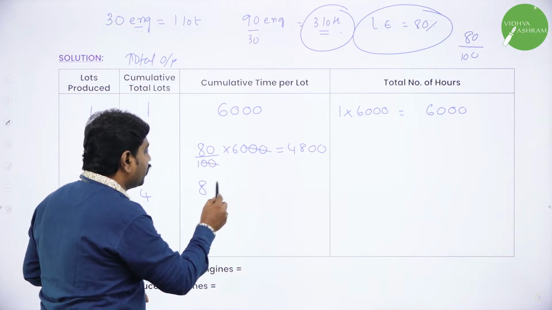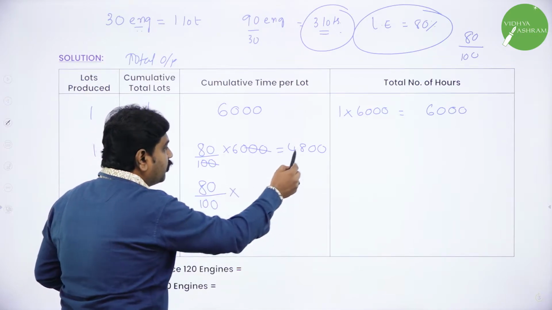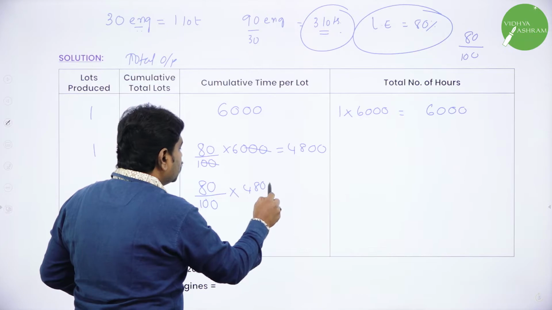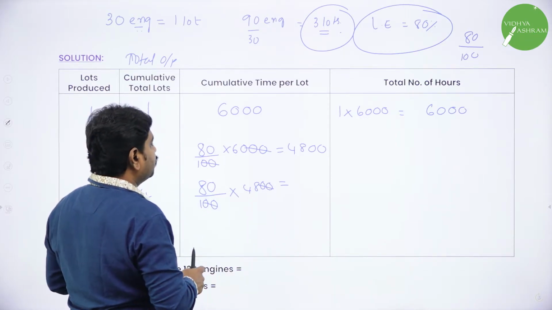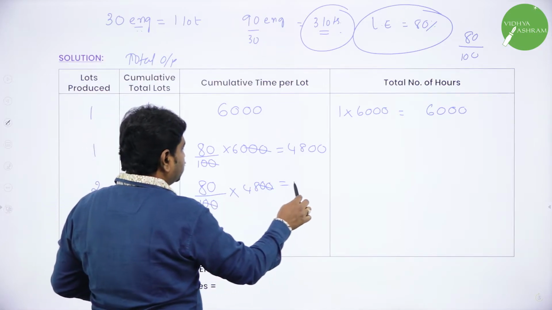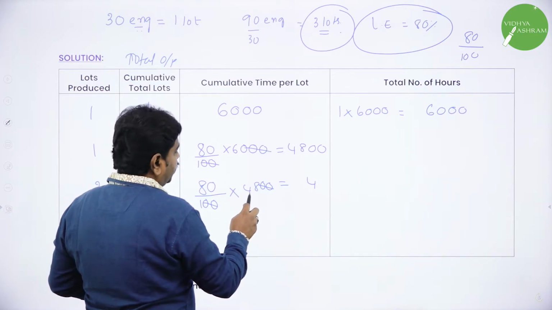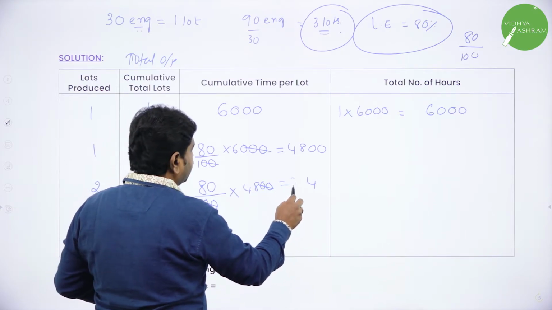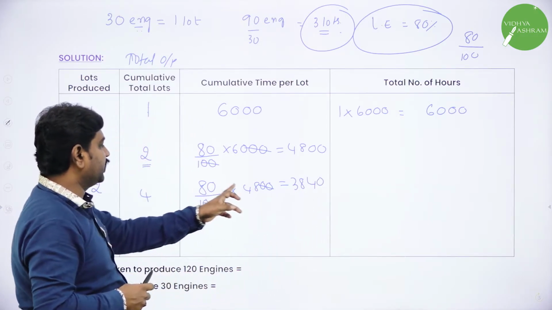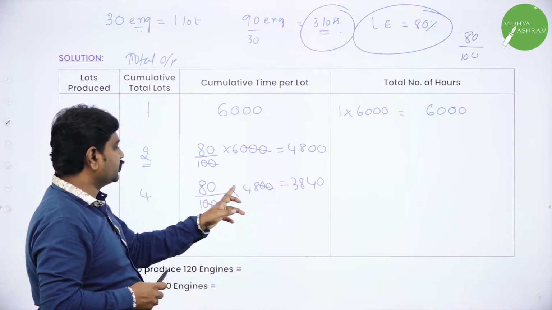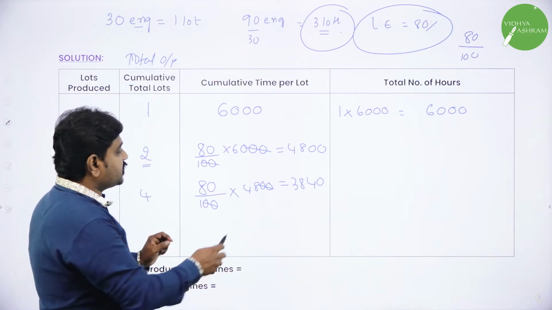Now next is 80% of above time. 80 per cent means 80 by 100 of above time. What is above time? 4800. Simplify this. Two zeros cancel. Now simplify this. 8 8s are 64, 8 4s are 32, 32 plus 6 is 38, 0. 3840. Multiplying 8 8s are 64, 8 4s are 32, 32 plus 6 is 38, 3840 hours. So now this is time per unit.